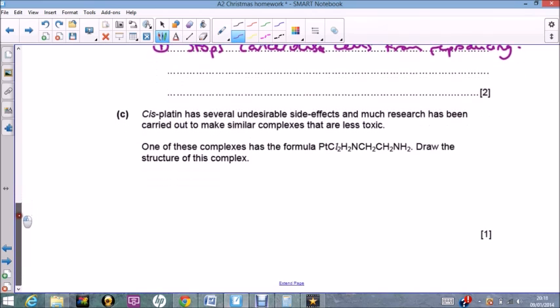Underneath that we've got another question about complexes. So it says cisplatin has several undesirable side effects. So we found some other complexes that are less toxic, and one of them is this. You should recognise that this bit here is the ligand ethylene diamine. So we've got the bidentate ligand here. That's going to be 2, and there's 2 chlorines, so it's still going to be square planar.